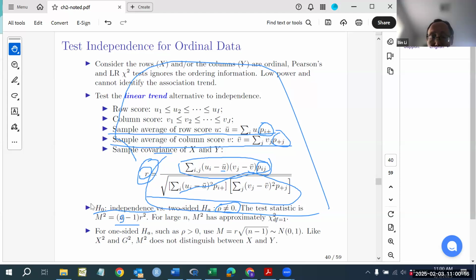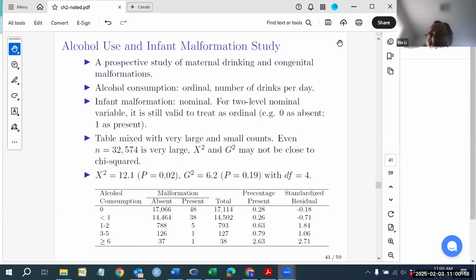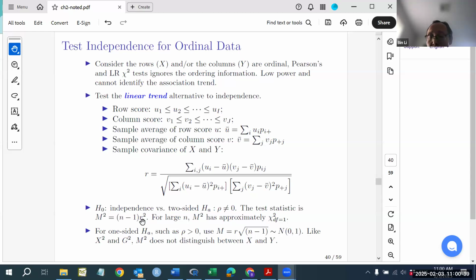Okay, so in this study, what is the total sample size? The total sample size is just you add all these numbers together, and you will have the total sample size, 32,574. So n is the total sample size, and n minus 1 times r squared is the test statistic for testing the linear trend.